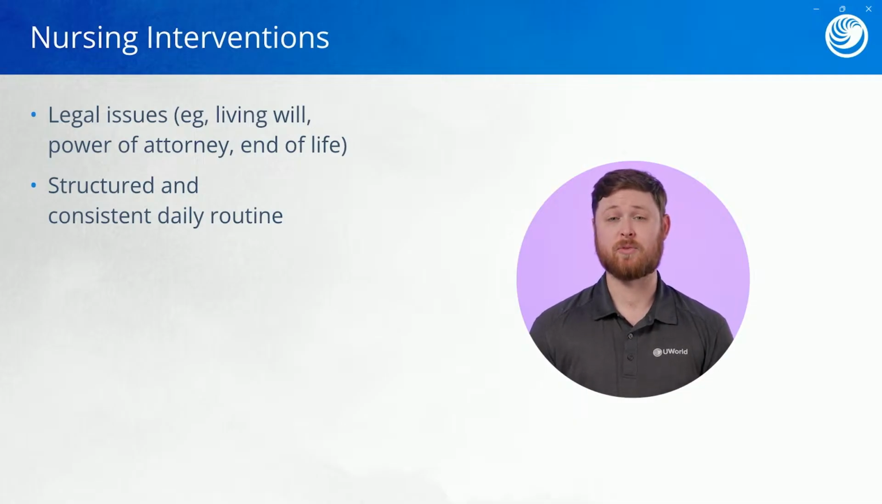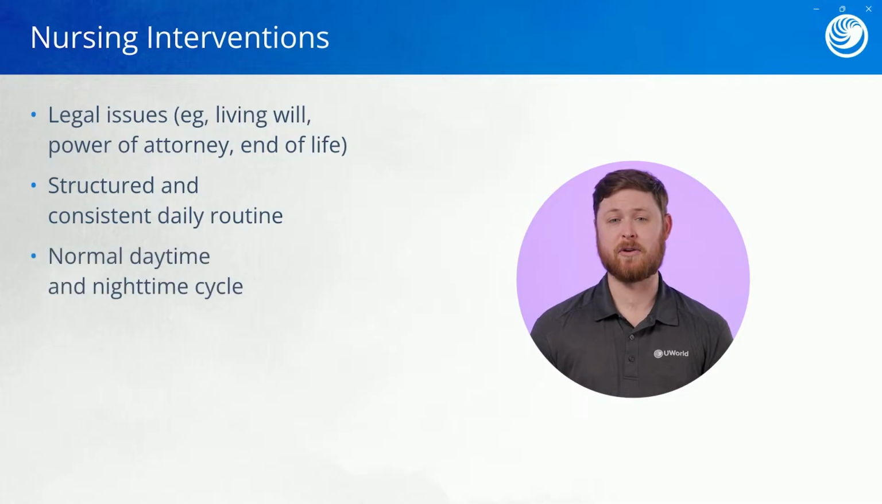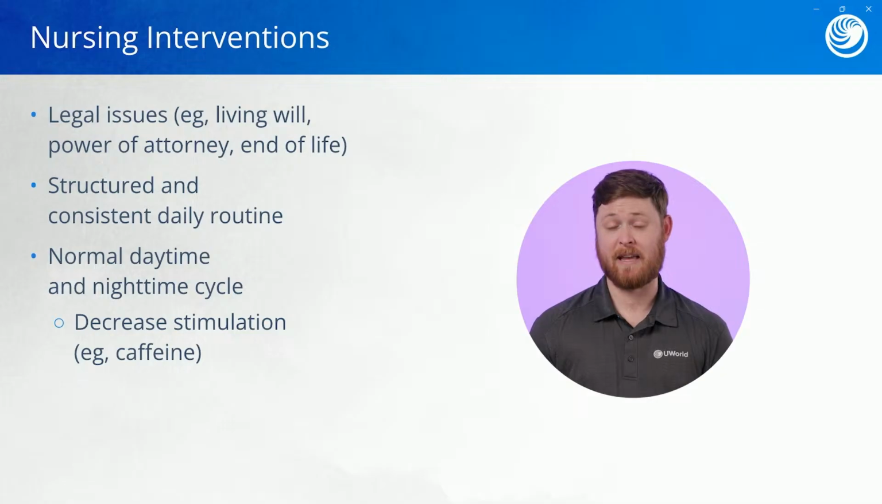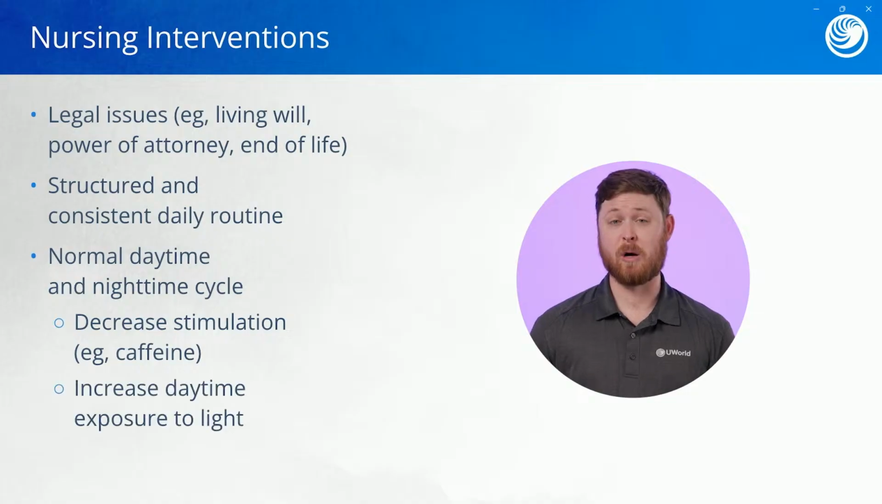Another way that we can promote the client's well-being is by establishing a normal daytime and nighttime cycle. Some ways we can do this is by decreasing stimulation, especially in the afternoons and evenings. So we want to avoid things like caffeine as well as watching TV at later hours. We want to increase the client's exposure to daytime light, so if we can get them outside safely, that's a great idea, or we can make sure that we open windows and allow natural sunlight to come in. Throughout the day, we want to make sure that we're reorienting the client so that they know what time it is and what day it is. And we want to help establish a normal sleep cycle for them so they're getting enough rest, which is going to help promote their overall well-being.